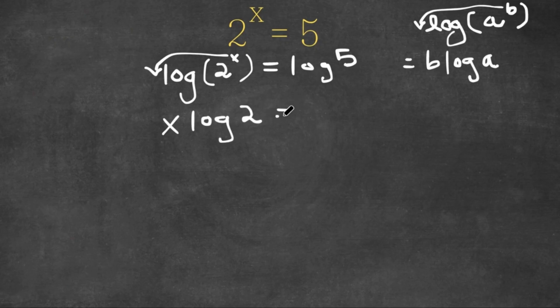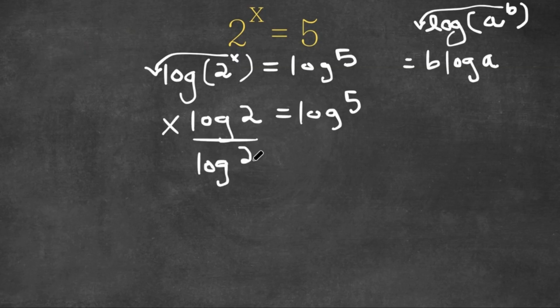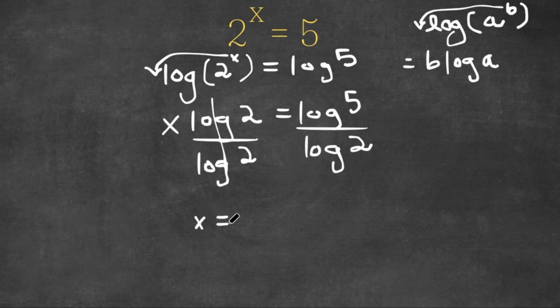is equal to log 5. Now we want to isolate x, so we have to move the log 2. So I'm going to divide both sides by log 2. So now these two cancel out, and I'm left with x is equal to log 5 over log 2.